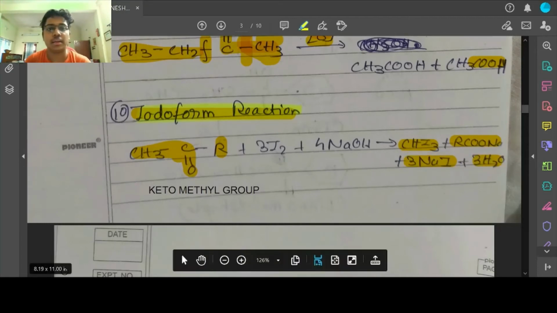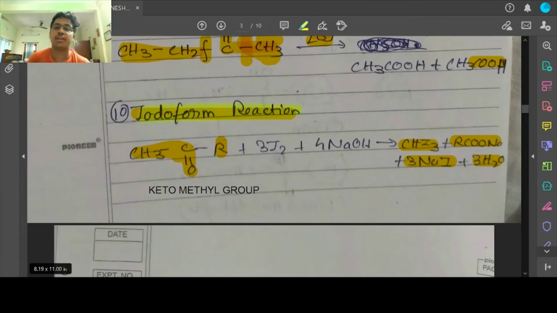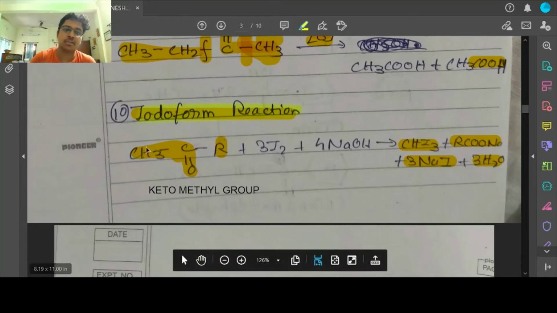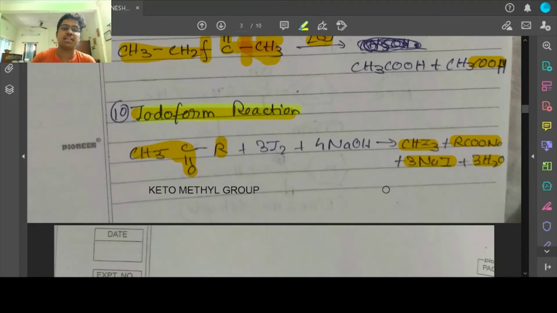So any organic compound containing a ketomethyl group, C double bond O CH3, upon reaction with 3 moles of I2 plus 4 NaOH gives iodoform, CHI3. Chloroform is CHCl3, and the same way iodoform is CHI3. So CHI3, RCOONa, where R is an alkyl group, say CH3COONa, C2H5COONa, anything, plus 3NaI plus 3H2O.